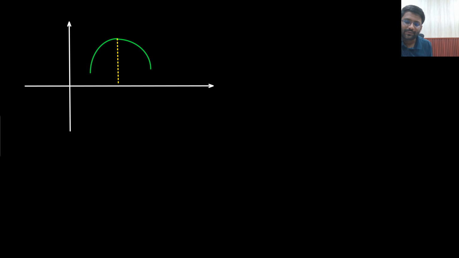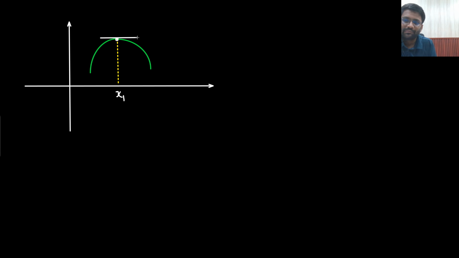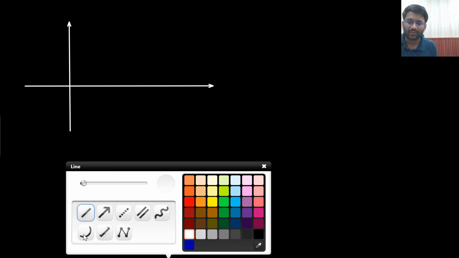This is the point x equals x1, right? At x equals x1, what is the slope? Let me know what the slope is. At x equals x1, the slope is 0. And after that, just after x1, can you let me know the slope? The slope is negative, no? What I will do is draw the graph a bit larger.